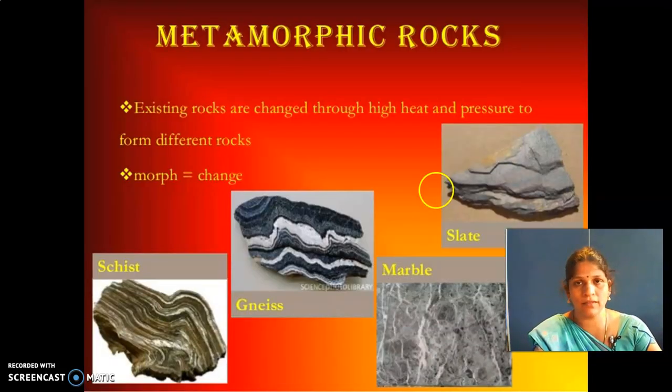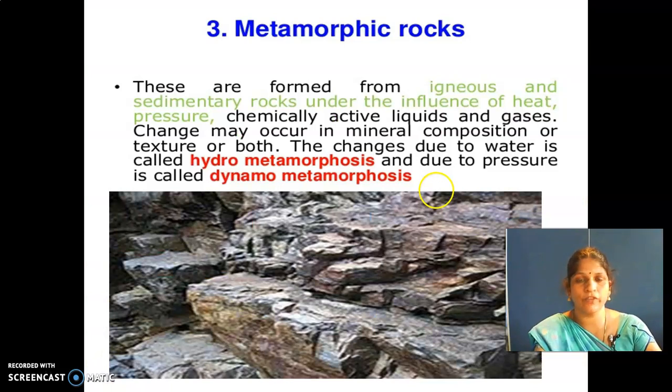Then metamorphic rocks, which change their forms. Igneous rocks and sedimentary rocks, because of high pressure on both sides, interior and exterior, turn their form into metamorphic rocks. Examples are marble and slate. The mode of formation of metamorphic rocks is also classified into two: hydrometamorphism and dynamo. Hydro means it happens by water, and dynamo means it is made by pressure from both sides, the crust layer and the core layer.